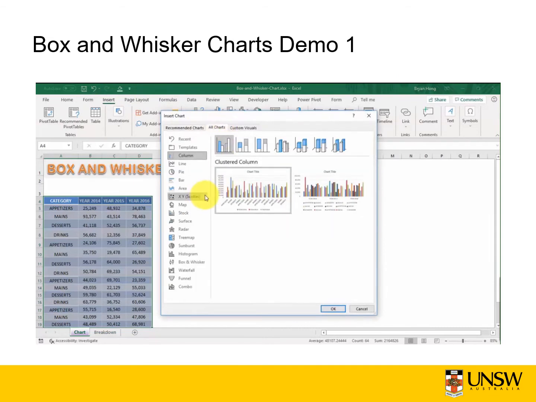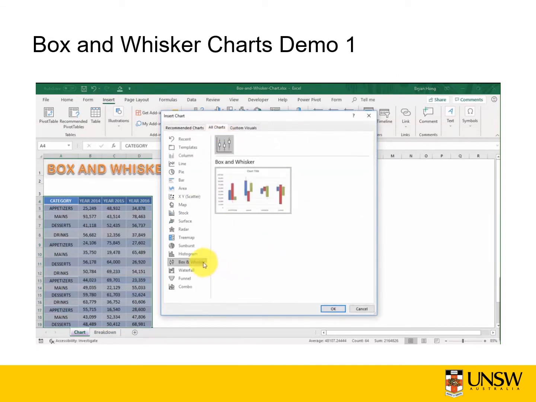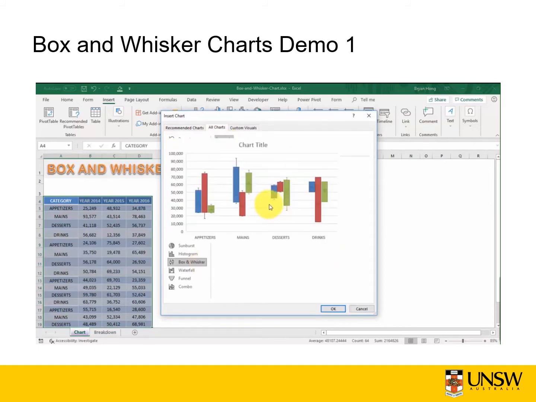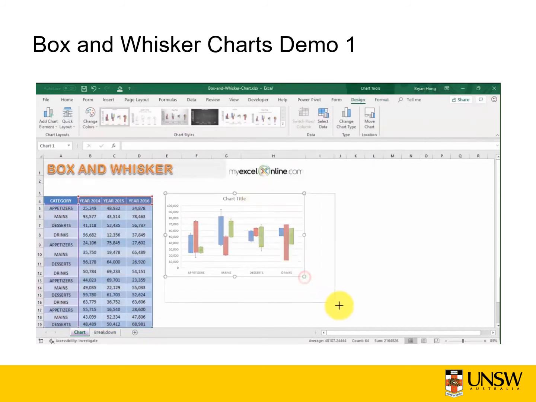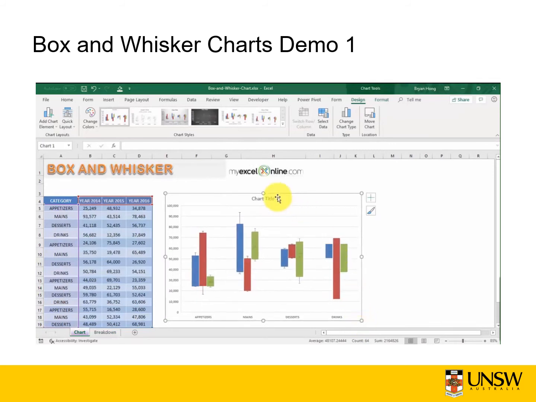And let's look for our Box and Whisker chart. Okay, this is the one. Let's double check. Yep, looking good. Okay, so let's go OK. And now we have our Box and Whisker chart over here. So let me just enlarge that a bit. Okay, we don't need the chart title.